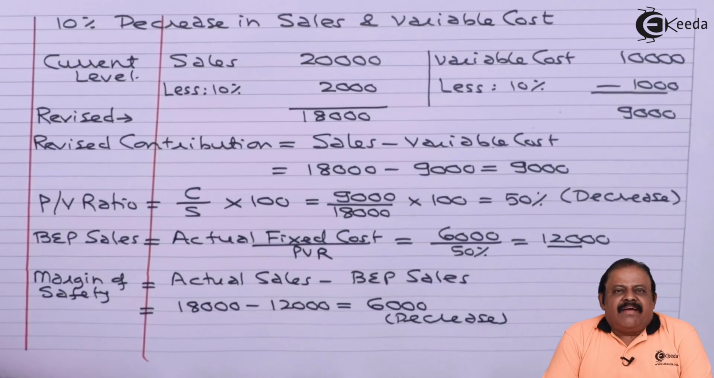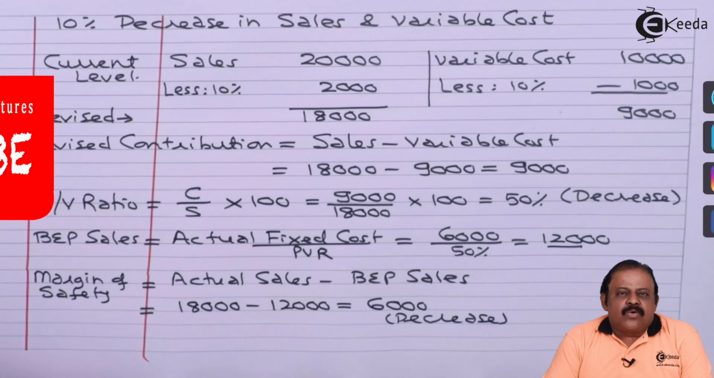Thus we have found all the values at revised sale price, revised variable cost and revised fixed cost. This is how we can solve the comprehensive question.